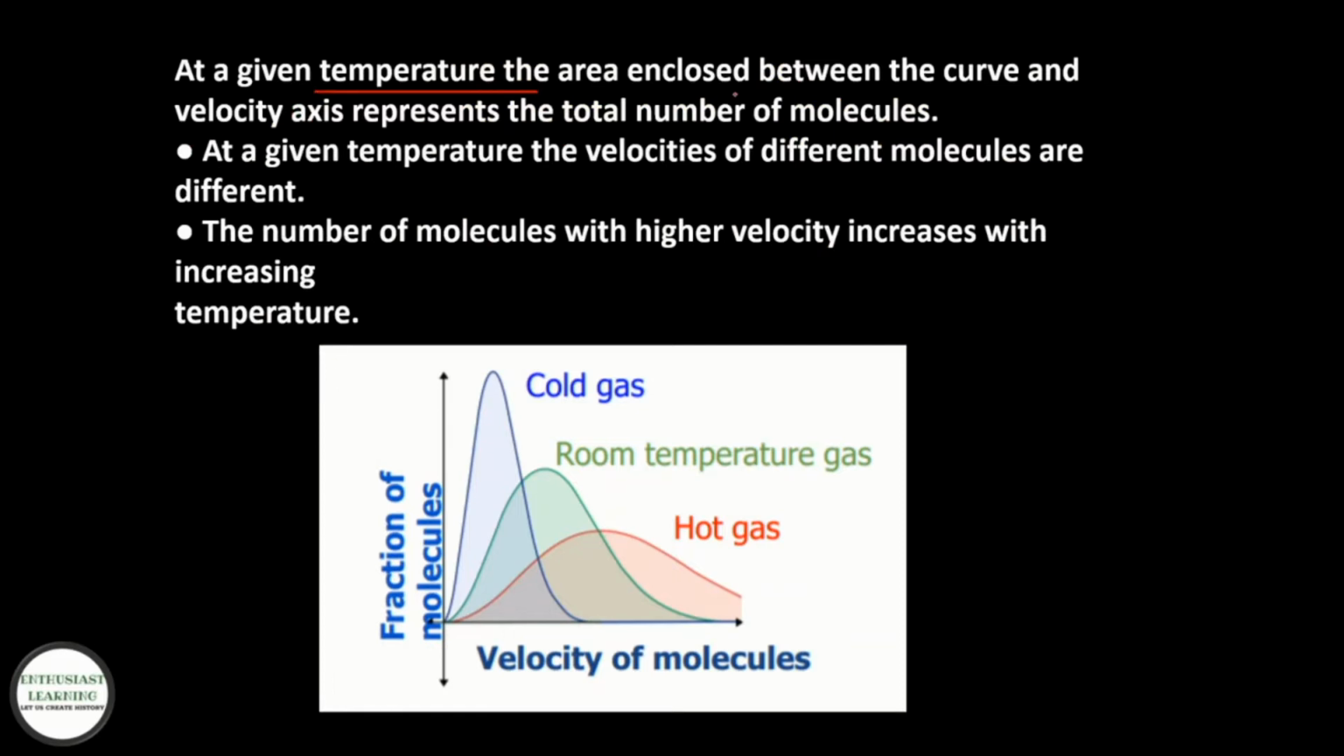At a given temperature, the area enclosed between the curve and the velocity axis represents the total number of molecules. At a given temperature, the velocities of different molecules are different. The number of molecules with higher velocity increases with increasing temperature.